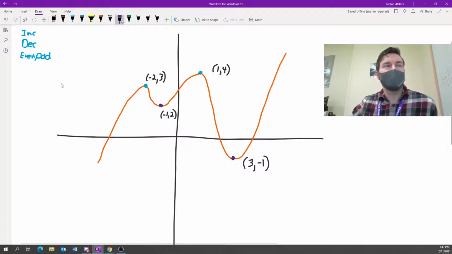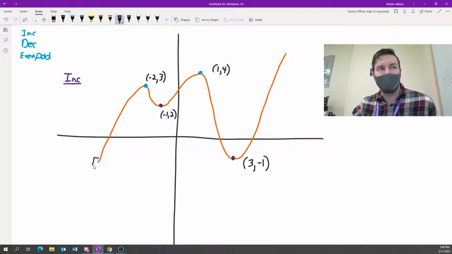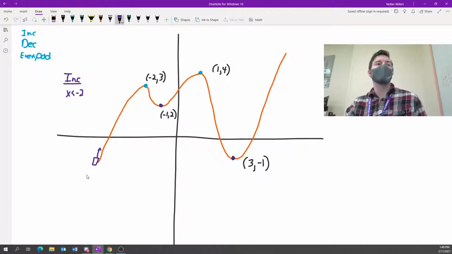If we're trying to identify where our graph is increasing, we'll start with this first section here. For the places where it's increasing, we can say everything to the left of -2. -2 is our x value. Everything to the left of -2, we're increasing. You can think of it like you're on a roller coaster here, and the roller coaster is going up this track right here. So we can say that it's increasing where x is less than -2. In other words, all these points to the left of -2, we're increasing.